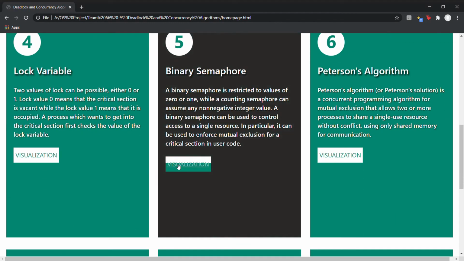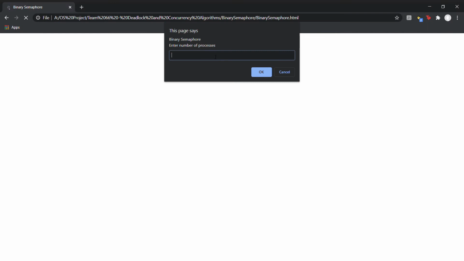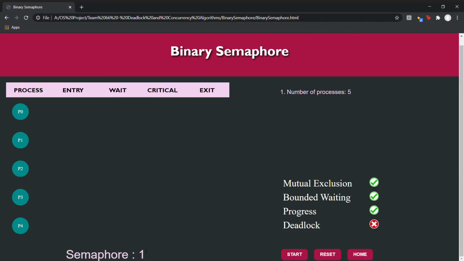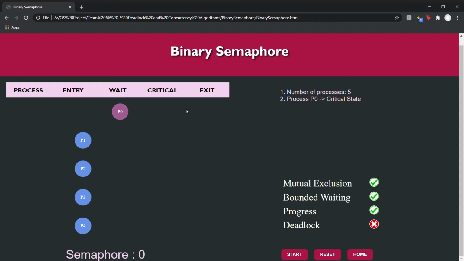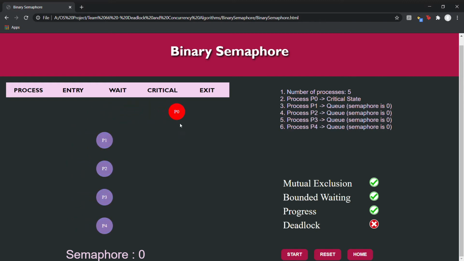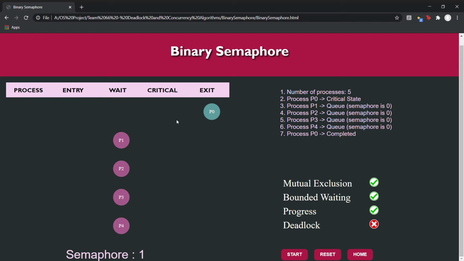The fifth algorithm is binary semaphore. Binary semaphore means the value of the semaphore can only be 1 or 0. When the value of the semaphore is 1, a process can enter the critical section, and while the process is executing the critical section, the value of the semaphore changes to 0. So all other processes would have to wait. Once the process exits the critical section, the value of the semaphore is changed, so all other processes can continue to complete their critical section.